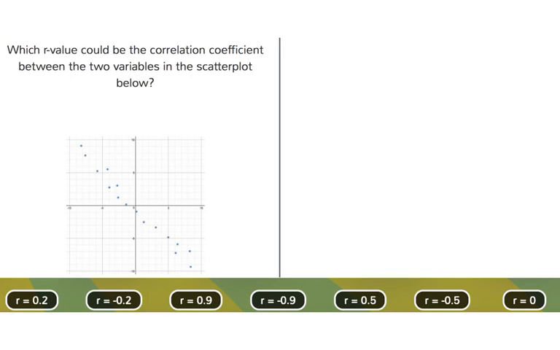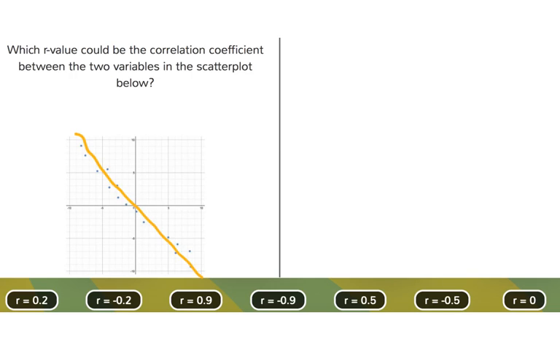Which R value could be the correlation coefficient between the two variables in the scatter plot below? Okay, let's take a look at this. If I draw a line through the data here, I see that this line has a negative slope. So I'm going to look for an R value with a negative value because we should have a negative correlation coefficient.